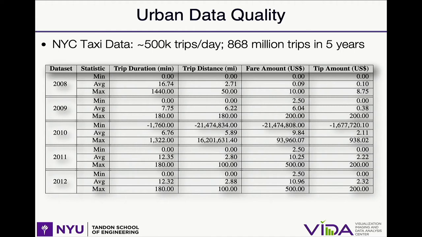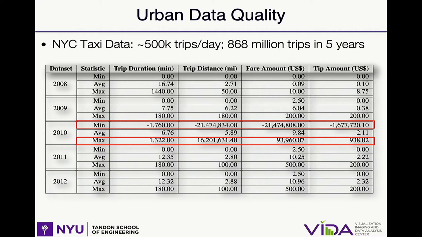So in 2010, we can see some interesting stats where you have trip durations that are over 1,000 minutes, distance 16 million miles, fares of $93,000, and so on, right? That's pretty weird. It gets weirder, and something that kind of goes against the laws of physics, maybe, right?